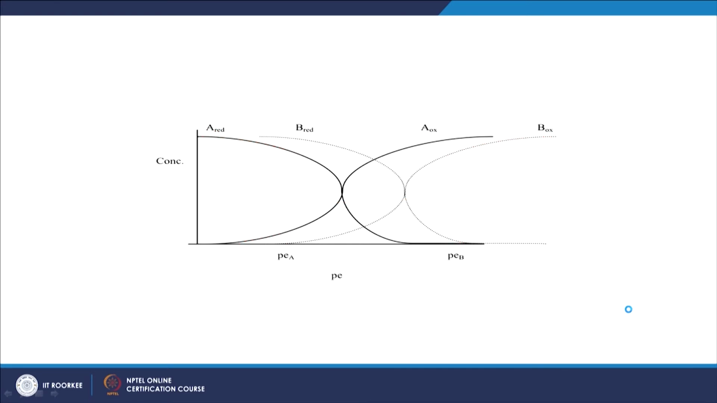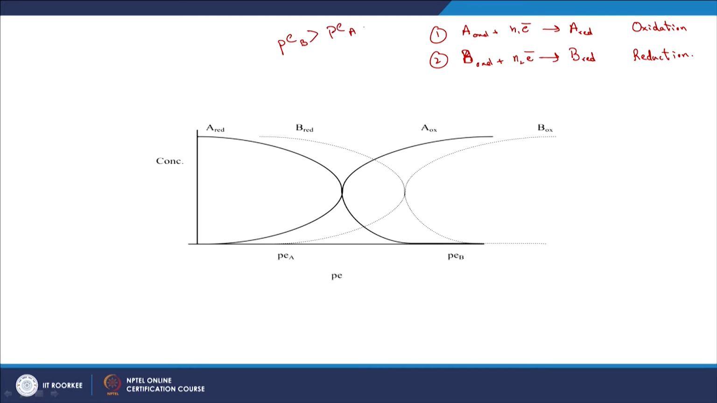So, obviously, when is the reaction feasible? Let us see that when 1, which is A oxidized plus N1 electrons goes to A reduced, the inverse is written as or considered as oxidation, and 2, which is B oxidized plus N2 electrons goes to B reduced, is written as or considered as reduction. And why is that again? Because the PE of B is greater than PE of A, and that is what you see from our starting case here.